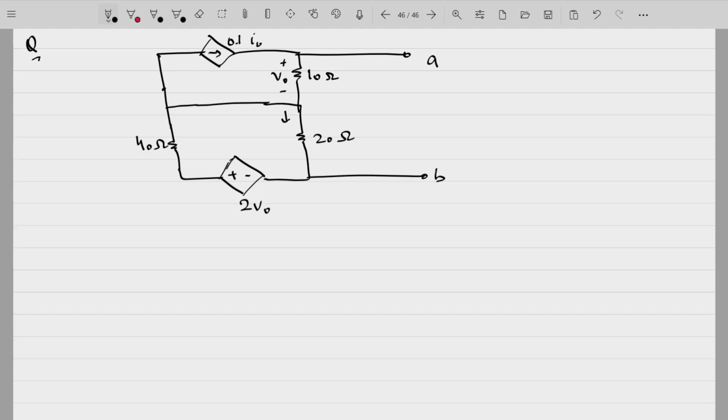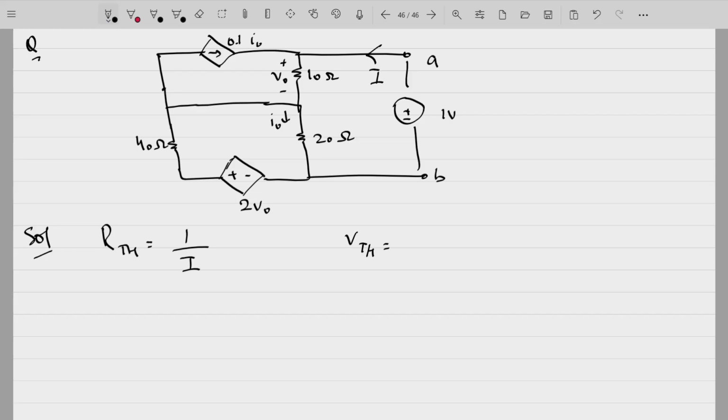So ये easy है, इसमें कोई issue नहीं है. To find out RTH, यहाँ पे दो डिपेंडेंट वोल्टेज सोर्सेज हैं. To find out RTH you will have to apply a 1 volt source here or a 10, whatever you want to apply here. Find out the current flowing in this path. So ultimately RTH will be 1 divided by I.